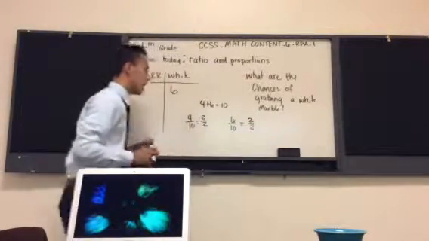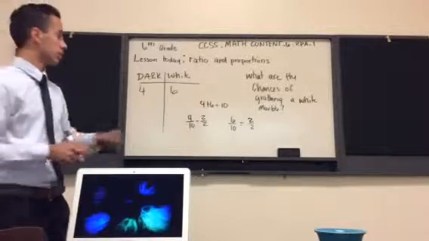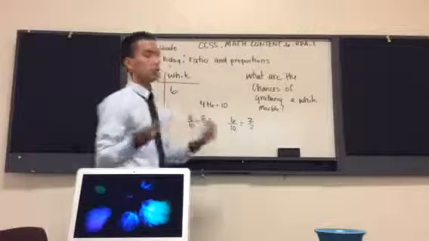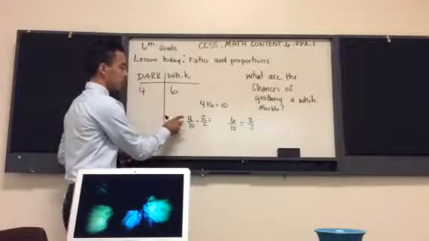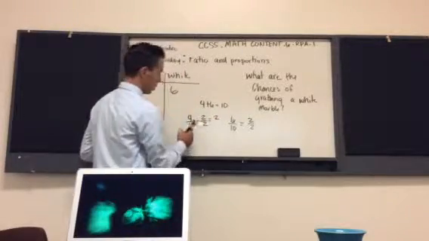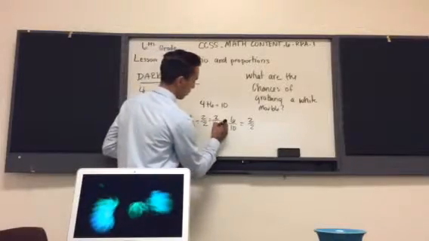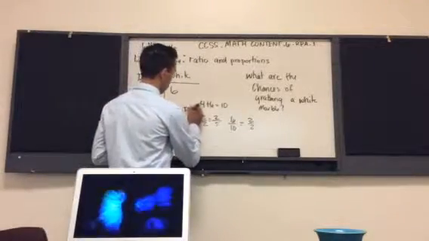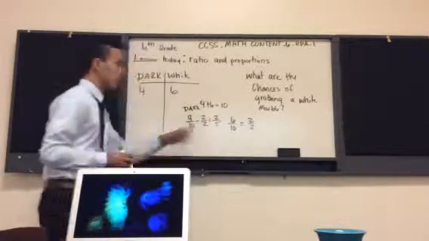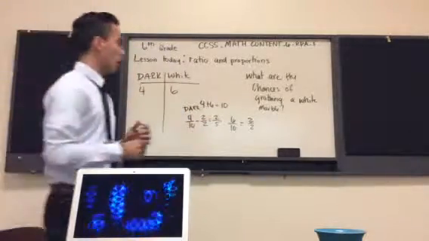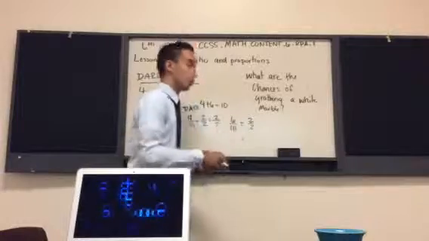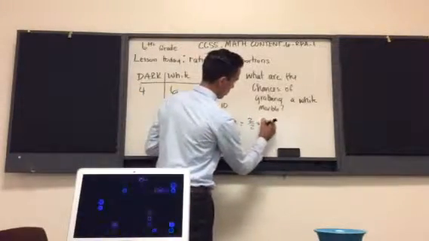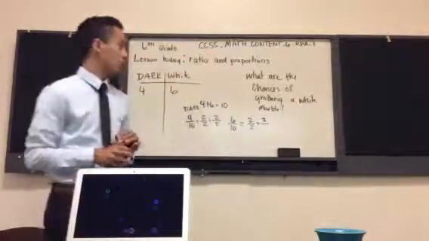Let's look at the dark marbles first. So 4 over 10, break that down, reduce or simplify, be the correct term, would be 4 divided by 2 is 2, 2 divided by 10 is 5. So the odds of us grabbing a dark marble would be 2 out of 5. The odds of us grabbing a white marble, 6 divided by 2 would be 3. 10 divided by 2 would be 5.